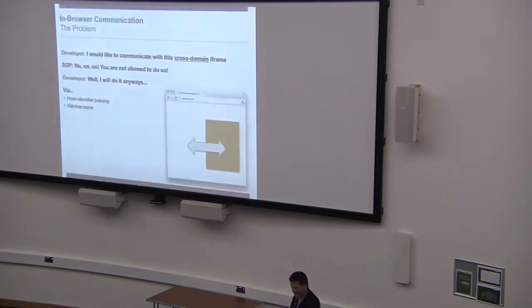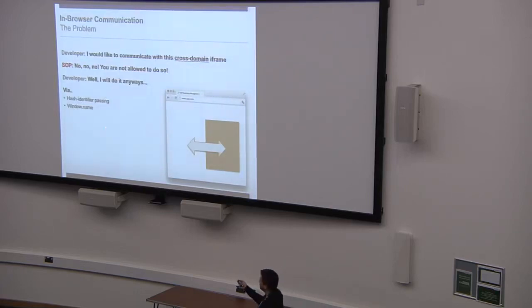And let's again look at the problem statement. So we have a developer, and the developer says, well, I have a website, and this website frames some other websites. And I would like to communicate with this frame. So somehow I have this website, and I would somehow exchange data. And then the same origin policy says, no, this is not allowed because this is a cross-domain resource in this frame, and I don't allow access to this frame. So you are not allowed to exchange data.